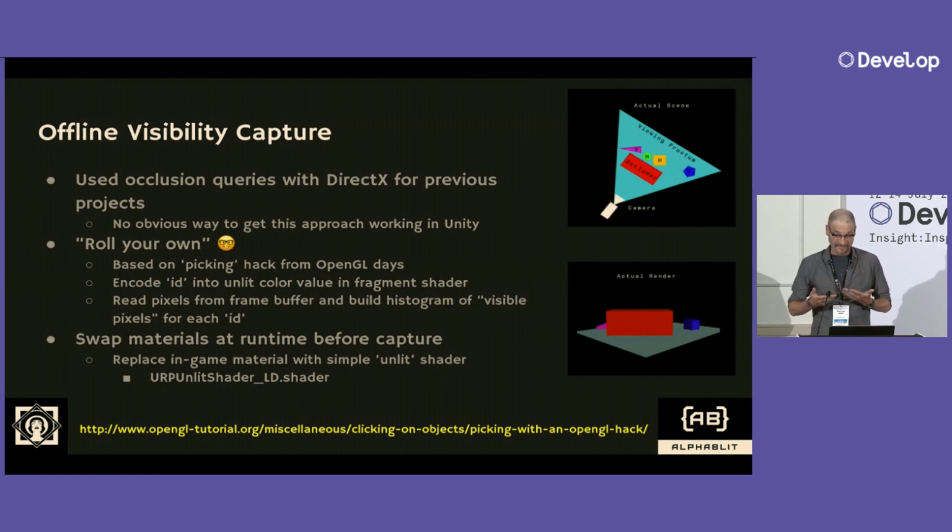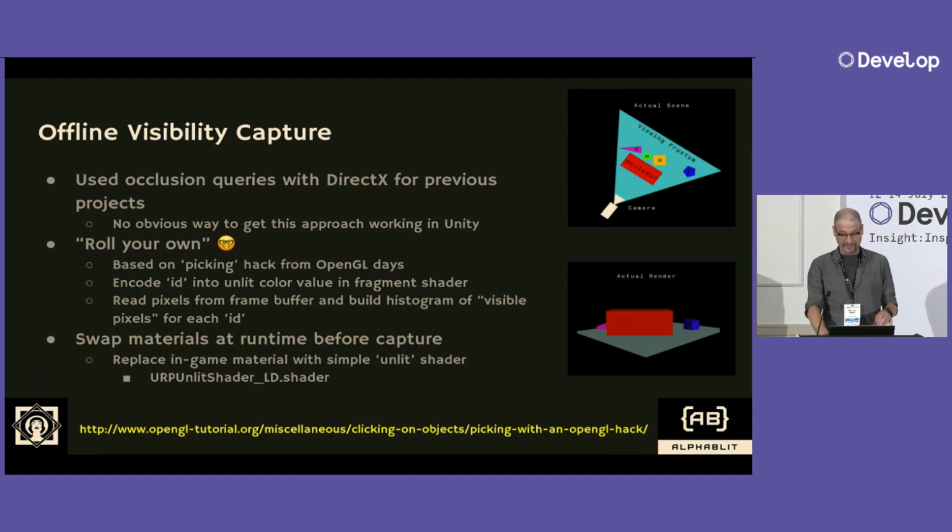And effectively what that system did, it just encodes the ID of each draw call into an unlit color value in the fragment shader. Then you can read the pixels at the end of the frame and build a histogram of the visible pixels for each ID. So it's effectively like a low budget, low tech occlusion query, and it gives you the same information.